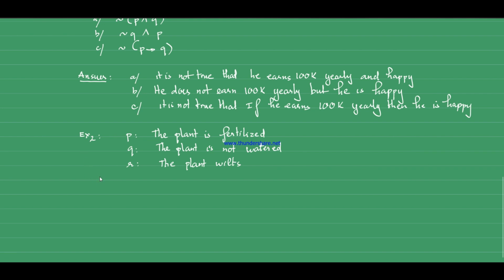So the two symbolic statements over here we need to translate. The first symbolic statement is P and negating Q inside parentheses imply negating R. And the second one is P and negating Q imply negating R. Okay, let's see how we do this.